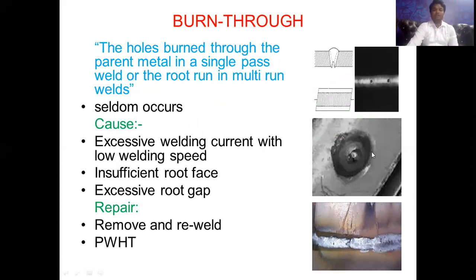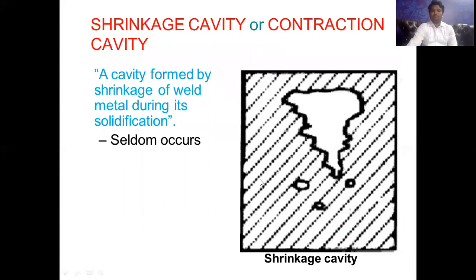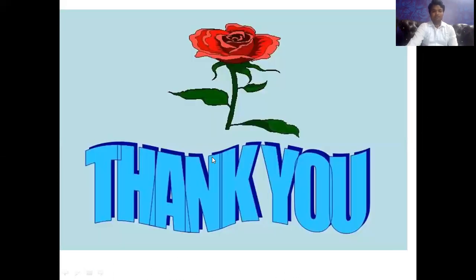The holes burned through the parent material we generally call burn through. Shrinkage cavity. The shrinkage cavity is formed in the weld metal during solidification. This seldom occurs. The heavier material is in the center of the weld metal pool, and the solidification occurs from the boundary. As time progresses, the center remains as mushy molten metal. So we call this the shrinkage cavity or contraction cavity.